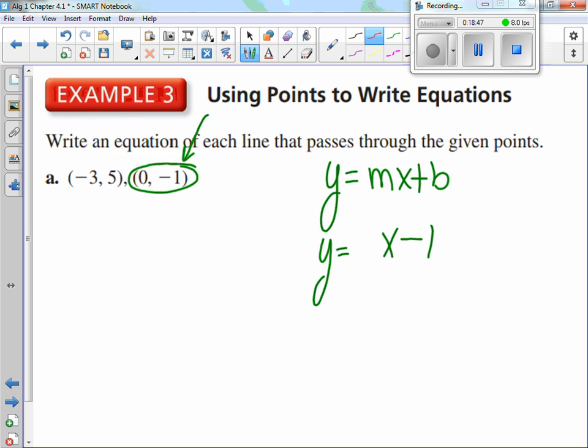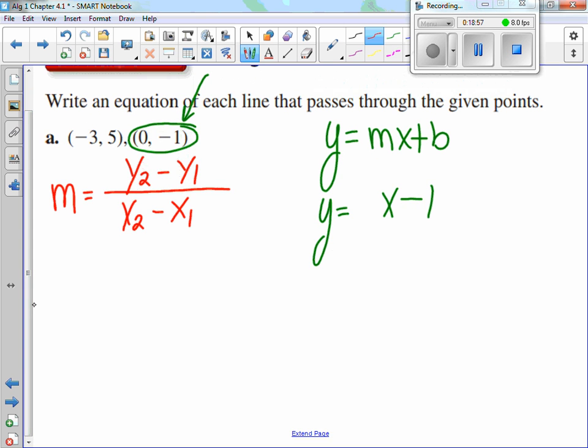But we still need to find the slope. Well, the slope is y2 minus y1 over x2 minus x1. Well, hey, they gave us 2 points to help us find the slope, yes? So we can use those. So what are the y values? What y values would we plug in? So I can do that. I can say 5 minus negative 1 over what?